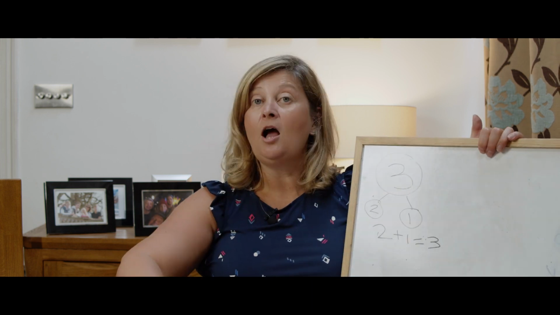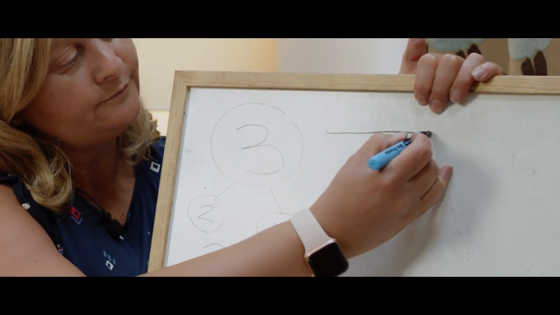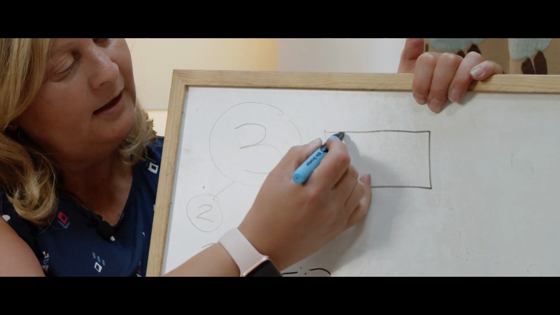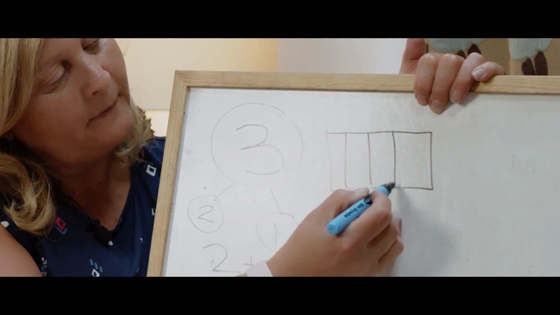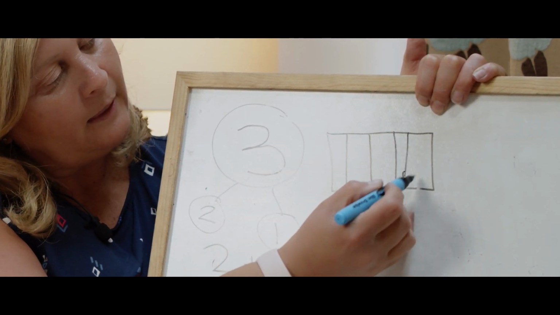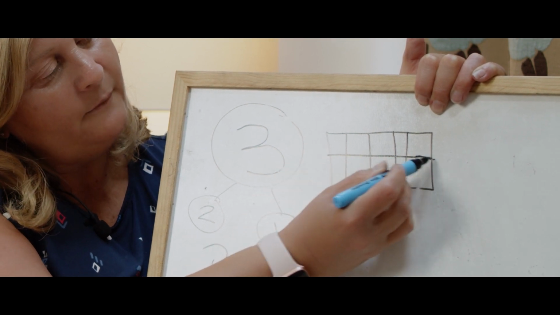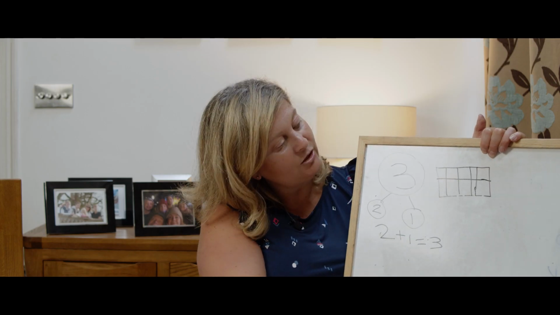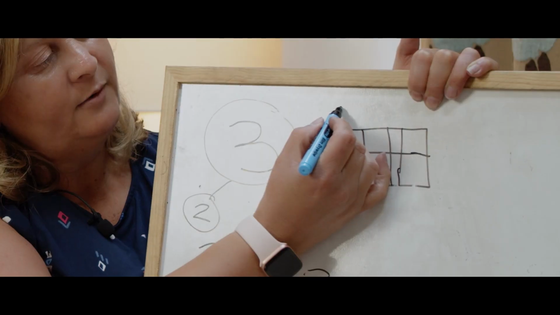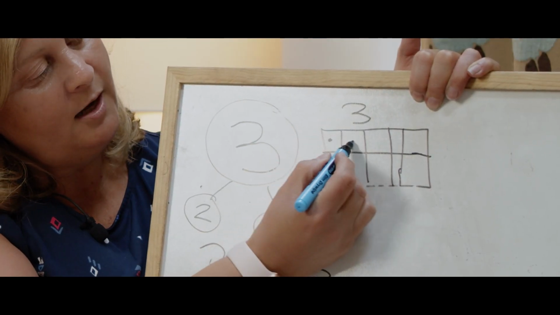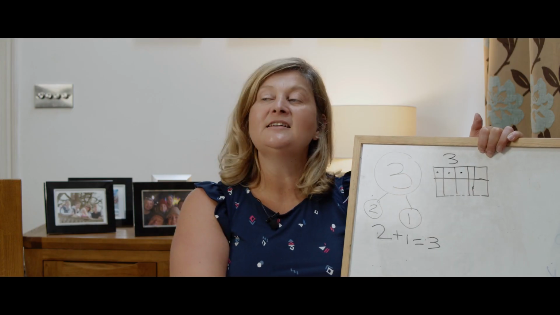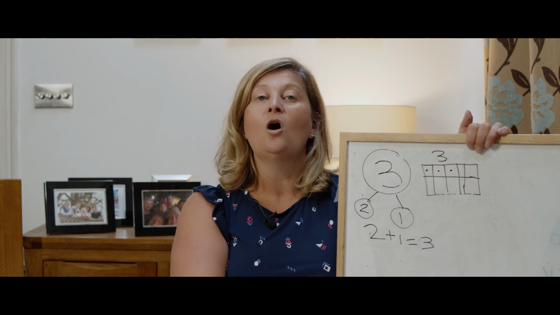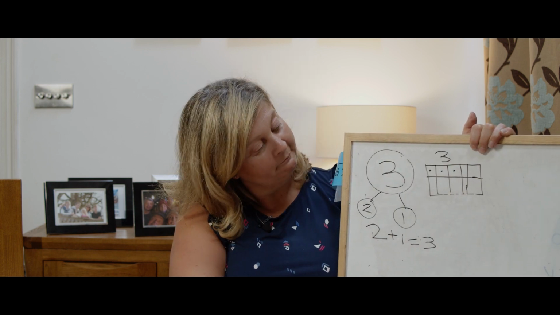The other thing we have looked at is using our tens frame. So here is our tens frame. Here we go, and we've drawn 3 into our tens frame. Put our number 3 at the top. 1, 2, 3. That's what 3 would look like on the tens frame.